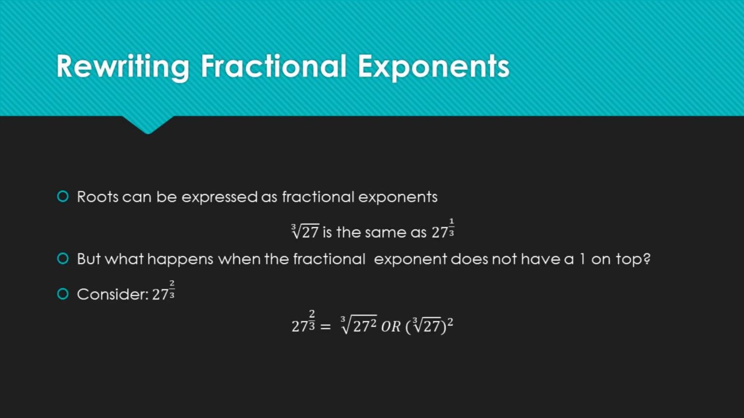Roots can be expressed as fractional exponents. The cube root of 27 is the same as 27 raised to the 1/3 power. But what happens when the fractional exponent does not have a 1 on top? Let's change that 27 to the 1/3 power into 27 to the 2/3 power. 27 raised to the 2/3 power is the same as the cube root of 27 squared, or the cube root of 27 squared. They all equal 9 on a calculator. The thing to remember here is that the numerator is the exponent, and the denominator is the root.